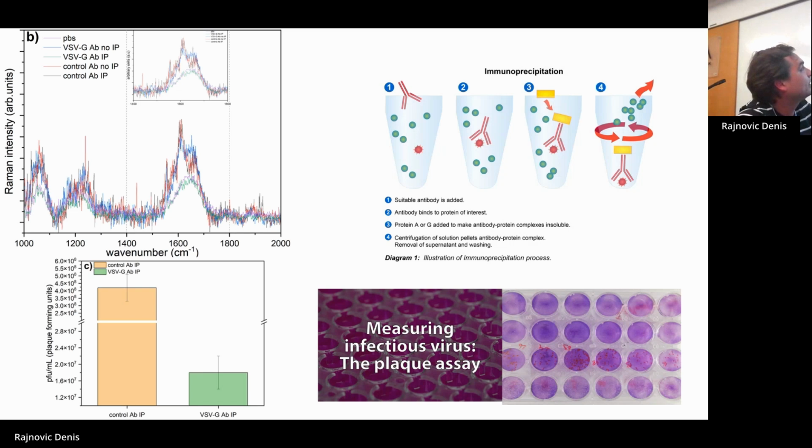And the second confirmation step that I used was to assess the infectivity of the samples after immunoprecipitation with a plaque assay, which confirms that I managed to pull down more than 90% of the virus with the immunoprecipitation.